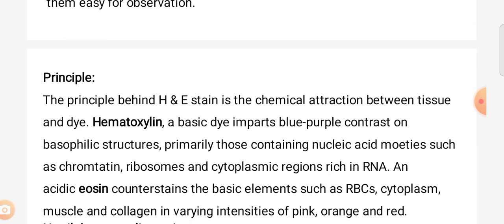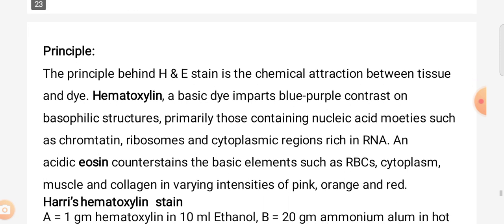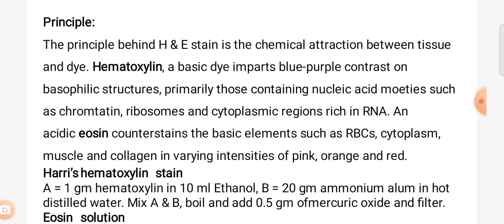Principle. The hematoxylin and eosin stain relies on the chemical attraction between tissue and dye. Hematoxylin is a basic dye that imparts a blue-purple contrast on basophilic structures, primarily those containing nucleic acids, such as chromatin, ribosomes, and cytoplasmic regions rich in RNA. And acidic eosin counterstains the basic elements such as RBCs, cytoplasm, muscles, and collagen in varying intensities of pink, orange, and red.